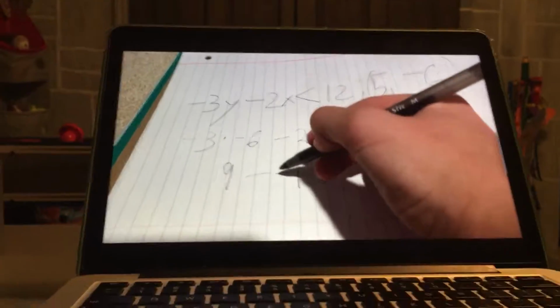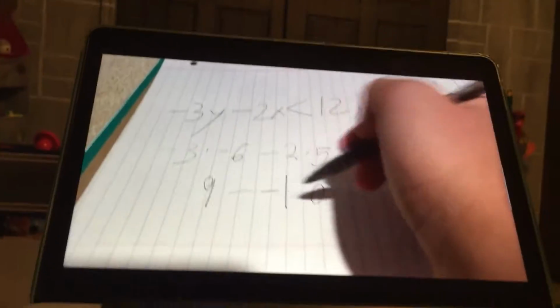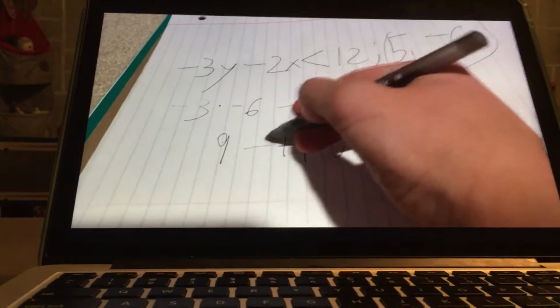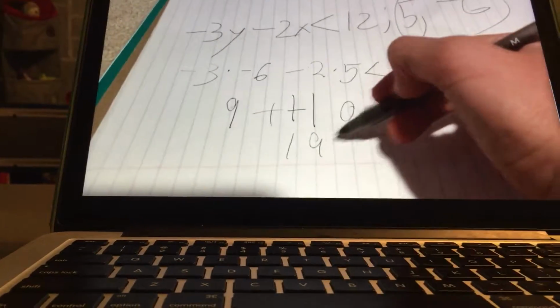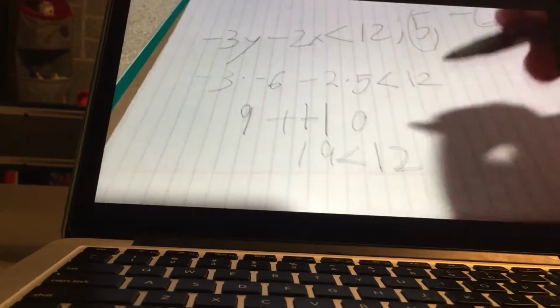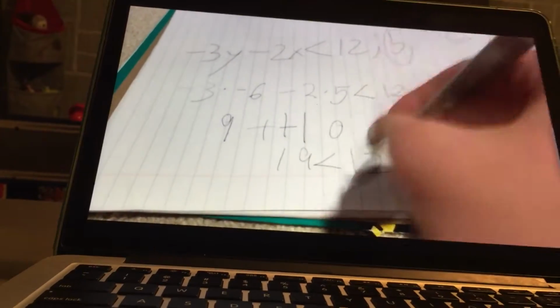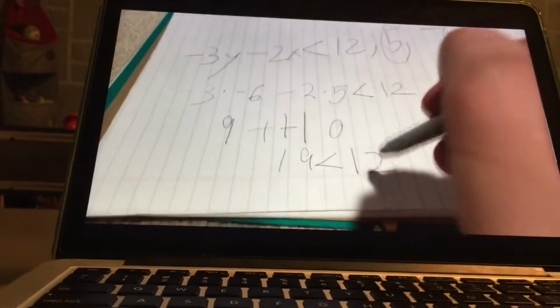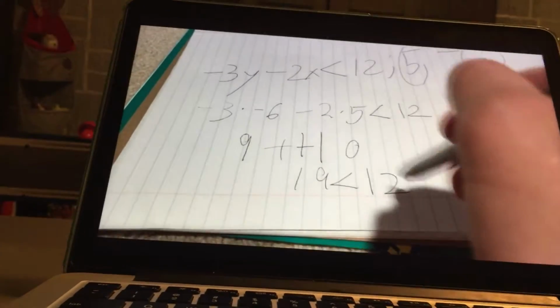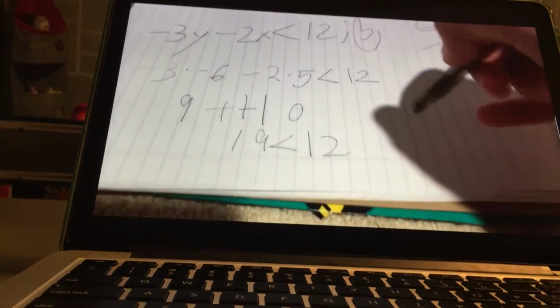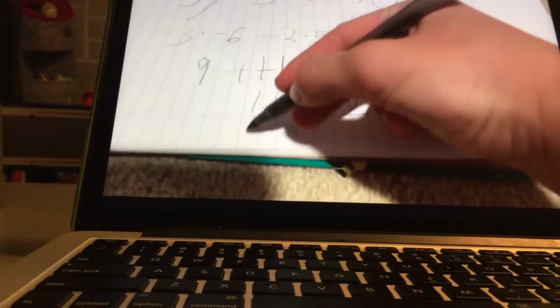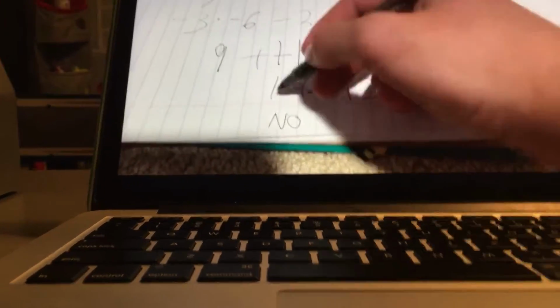So you end up with this. And 9 minus negative 10, I'm going to change those to two pluses. You get 19. You end up with this. Now this statement is not true because 12 is not greater than 19, or 19 is not less than 12. So I'm going to put no.